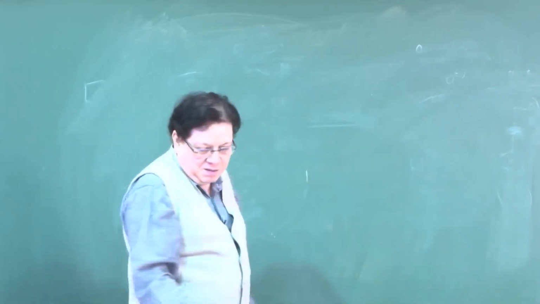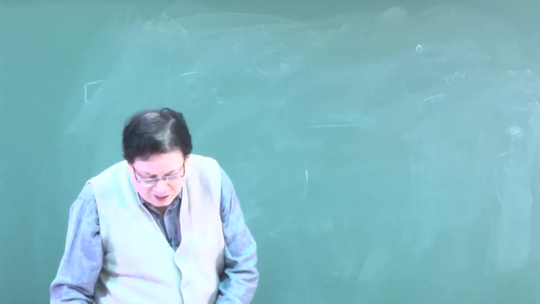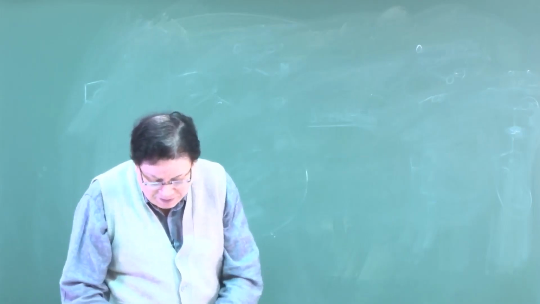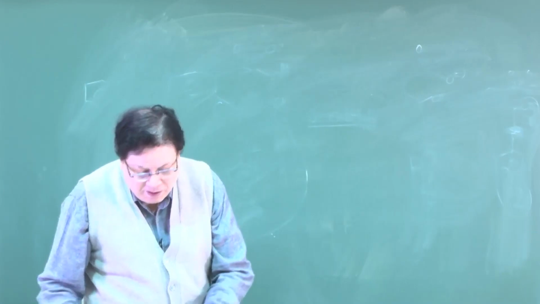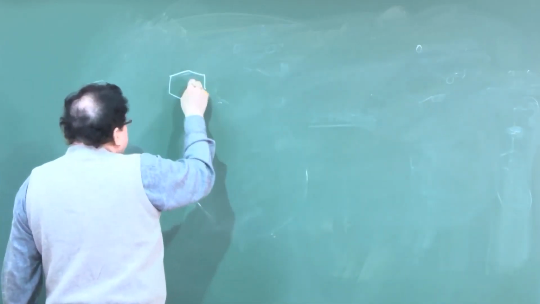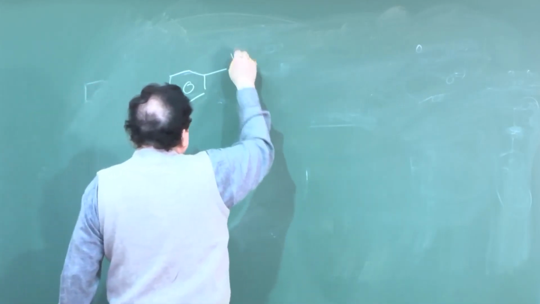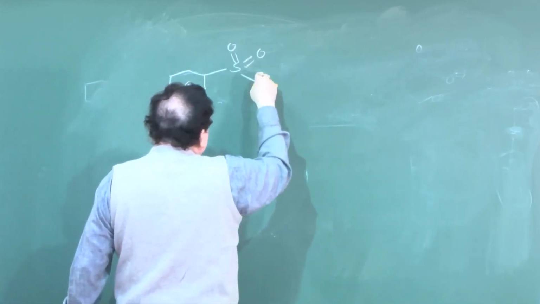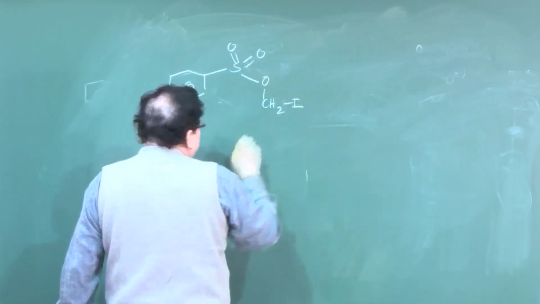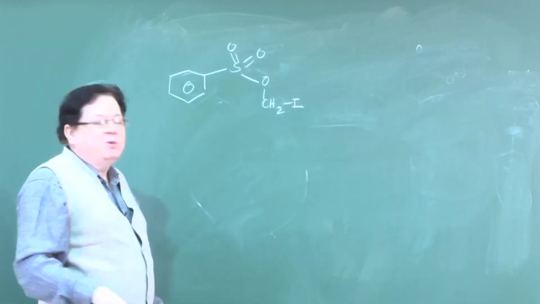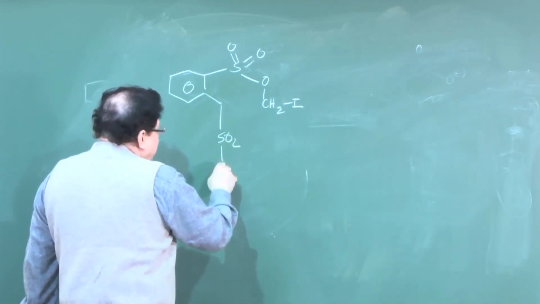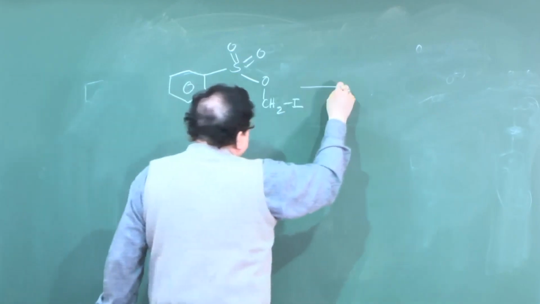Let us take another example to support Baldwin's rule. A very similar one. If you take the very similar molecule, but say CH2I. So, instead of CH3, you take CH2I and then SO2 and the aromatic ring, and then add base.